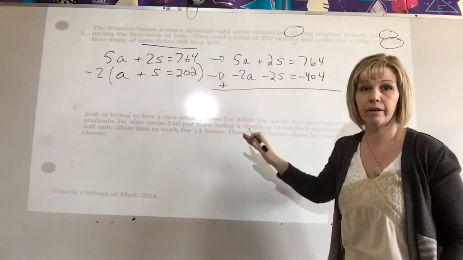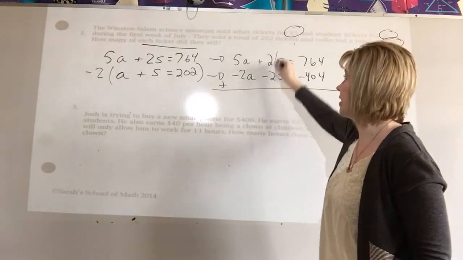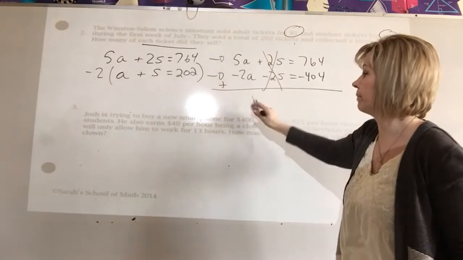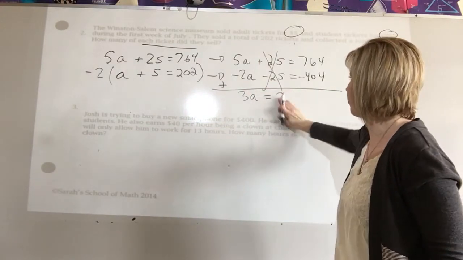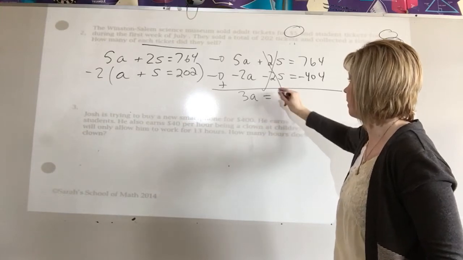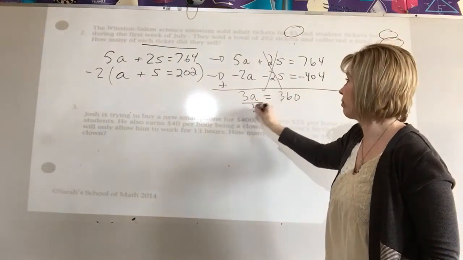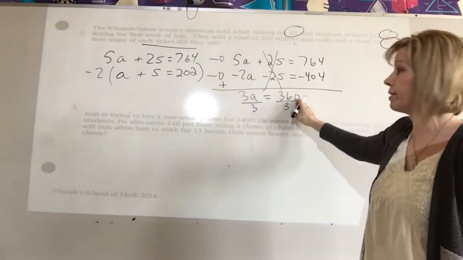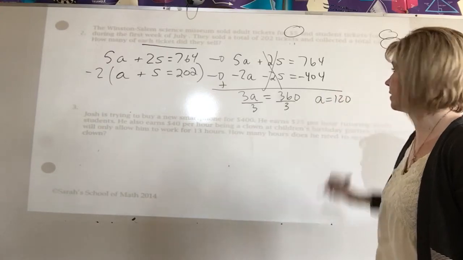Okay, then draw a line underneath it, put a plus, because we're just adding up the columns. So if you see here, the s's cancel. We get 3a equals 360. And then just solve for a, divide by 3. 3 goes into 360 120 times. So our a is 120.